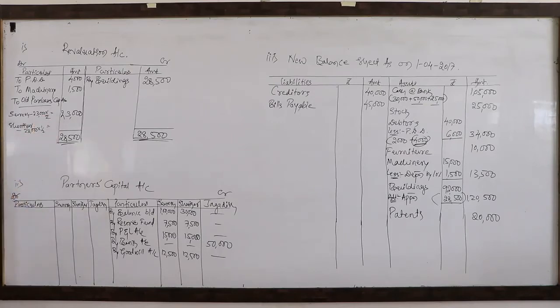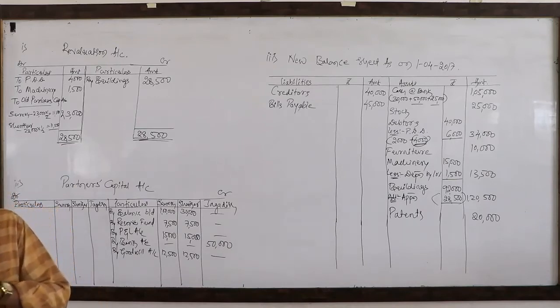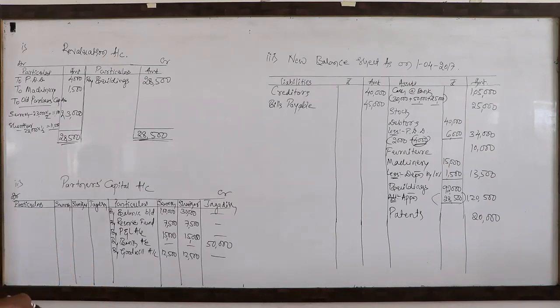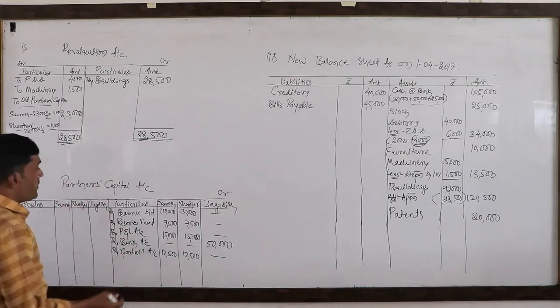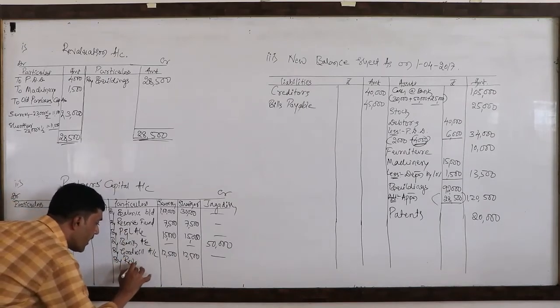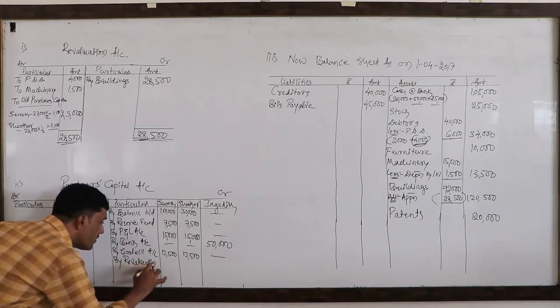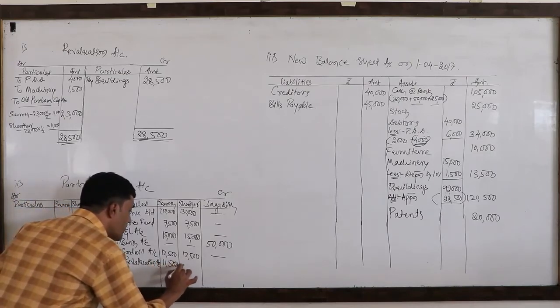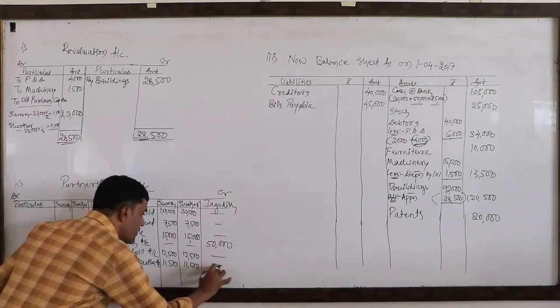How much will it be? 11,500, I hope. Exactly, 11,500 each. This is the profit on revaluation, to be distributed among the partners equally. So this amount is to be transferred to the partners' capital accounts by revaluation account, 11,500 each.